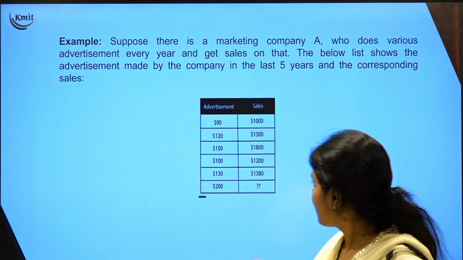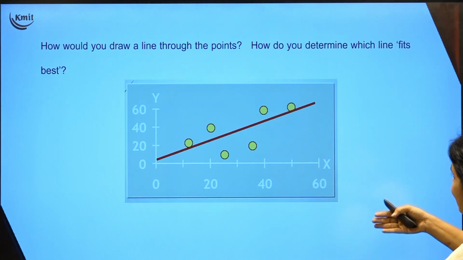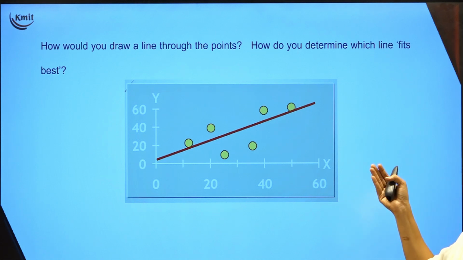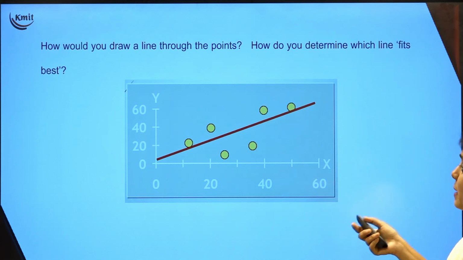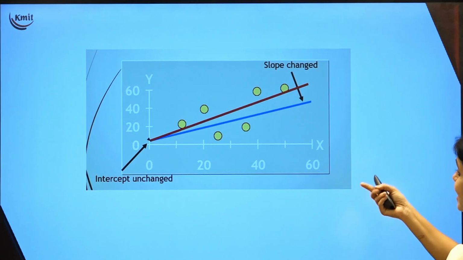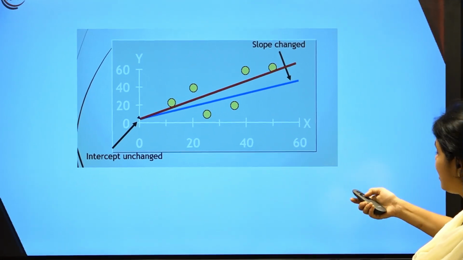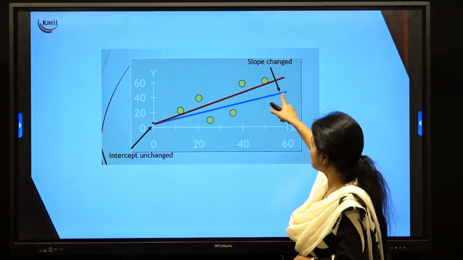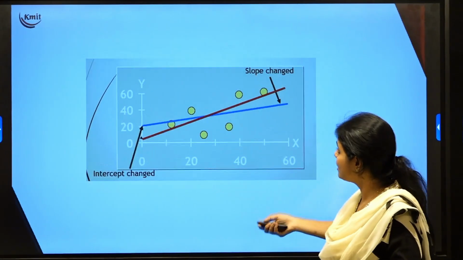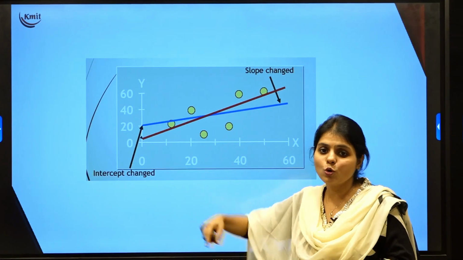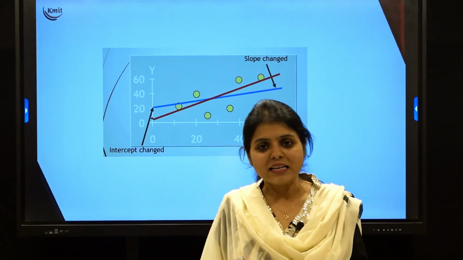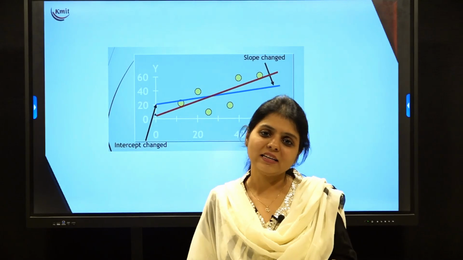Now we will draw a line based on x and y, right? How do we determine the best fit line? We will have so many lines, so how do we finalize the best fit line? Depending upon the intercept and slope, the lines change. Previously I had this red line. When the slope and intercept are changed, I have another blue line. When I change it more, I have another blue line. So which is the best fit line? How do I decide? That is important in regression analysis.